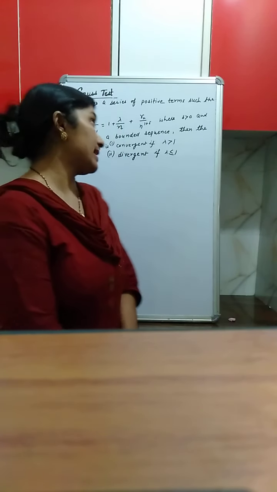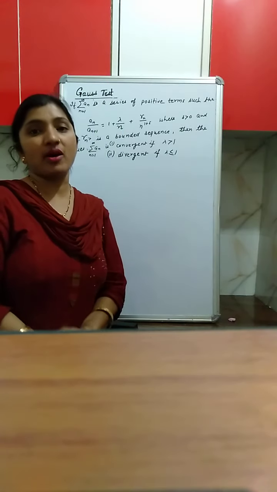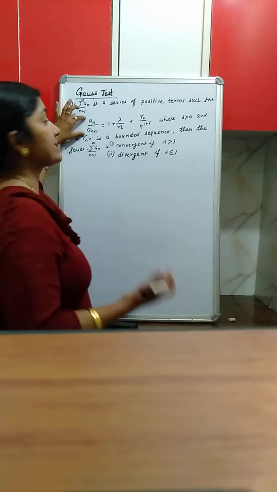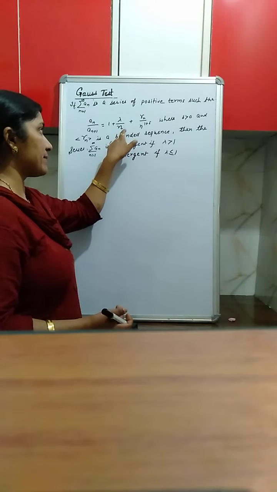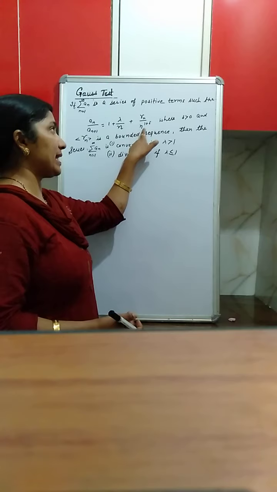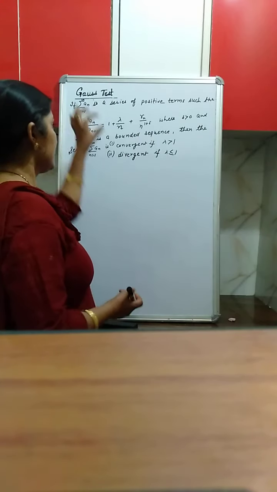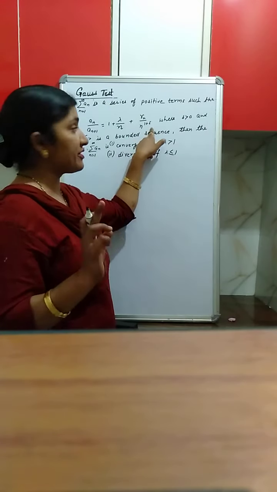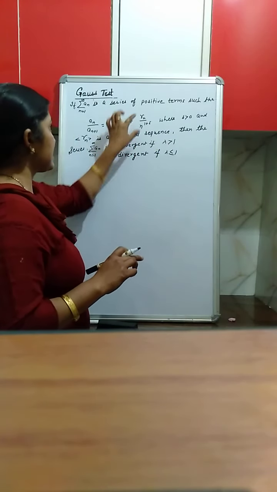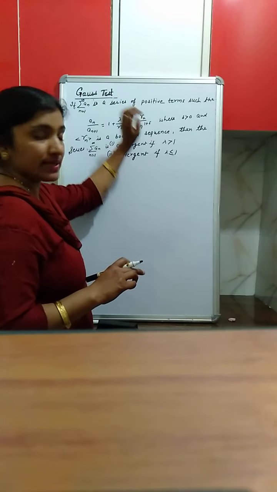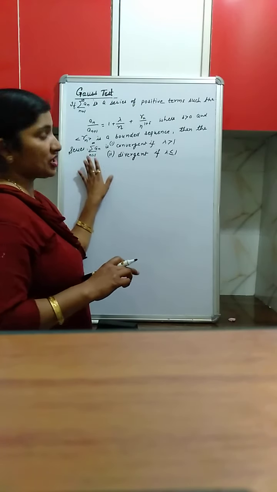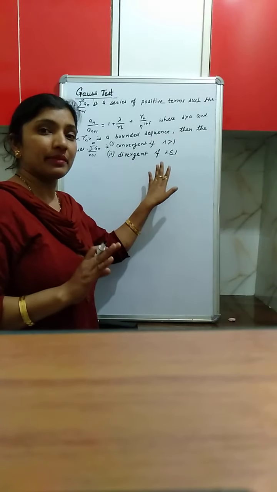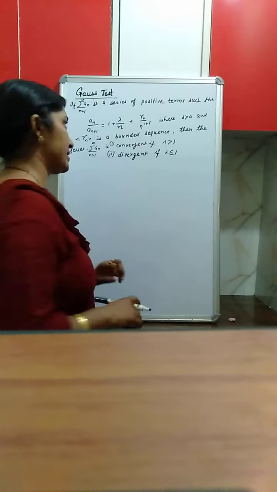So first let us state that if summation a_n is a series of positive terms such that a_n upon a_(n+1) can be expressed as 1 plus lambda by n plus gamma_n upon n raised to the power 1 plus delta. Here lambda is any real number and delta is a positive real number such that the sequence gamma_n is a bounded sequence, then the series summation a_n is convergent if lambda is greater than 1 and divergent if lambda is less than or equal to 1. So let us go to the proof.